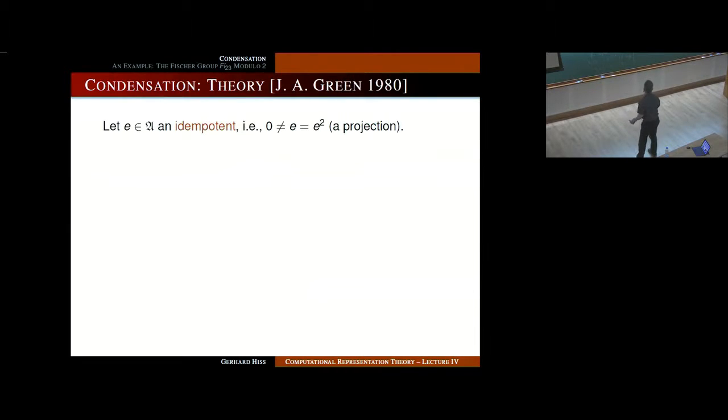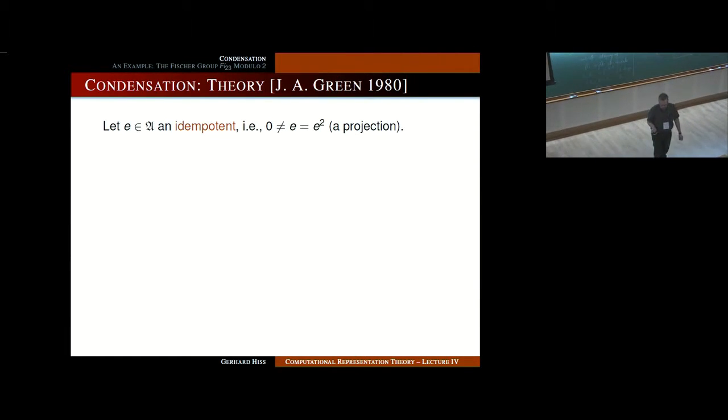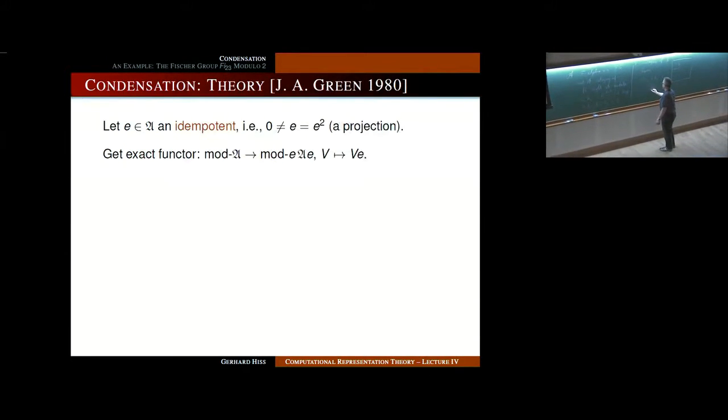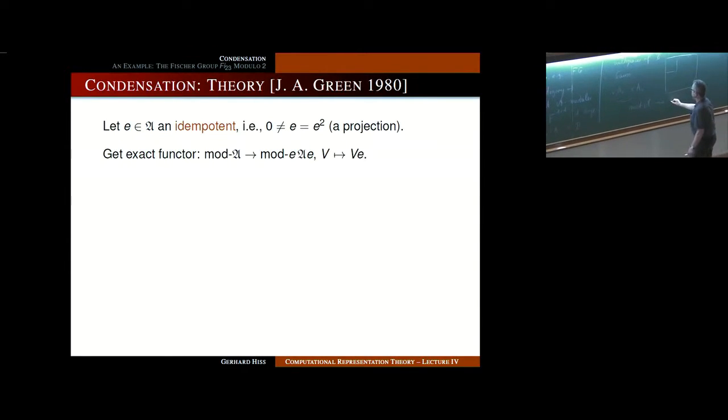Okay, so yeah, we work with idempotents. So we want an idempotent, just an element in the algebra which squares to itself and which is not zero. And then we get a functor from the module category into the category of modules of another algebra, namely EAE. It is easy to see that EAE is an F algebra in its own right with unit element E.